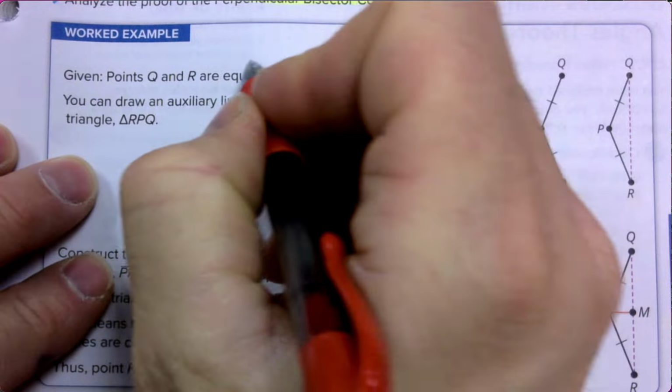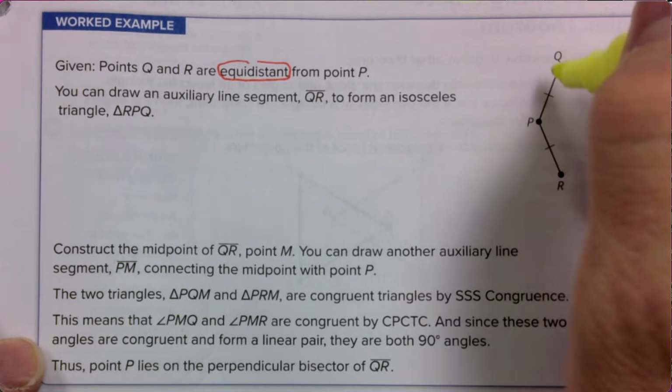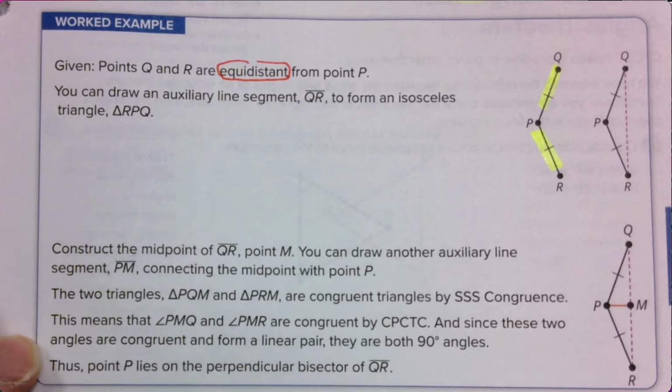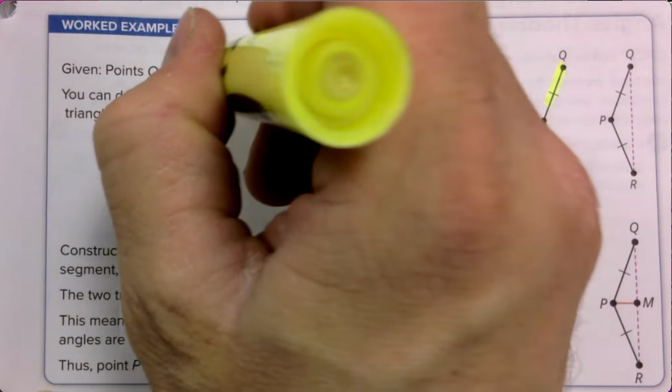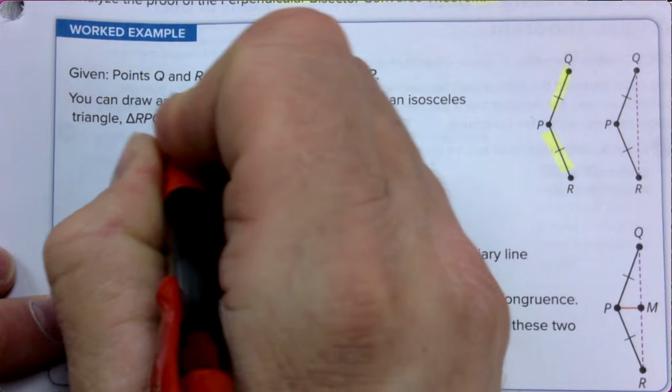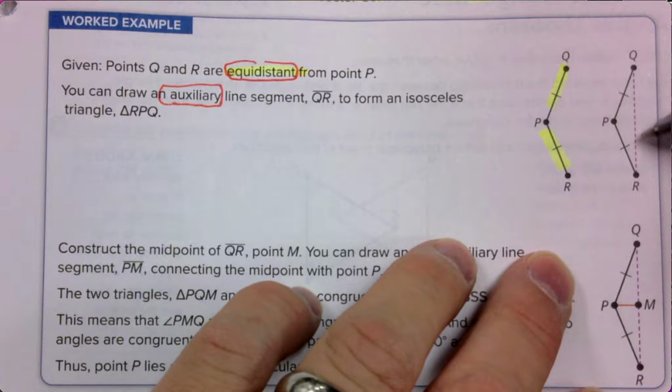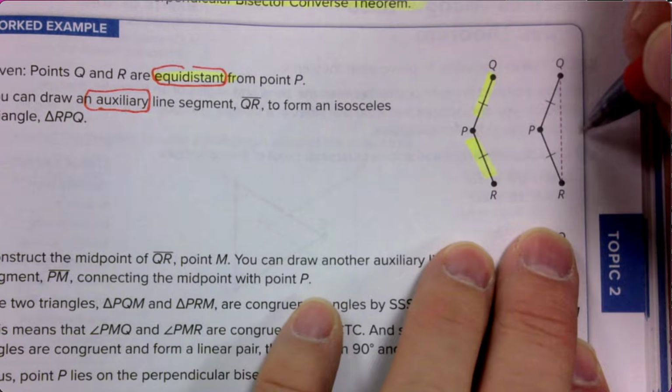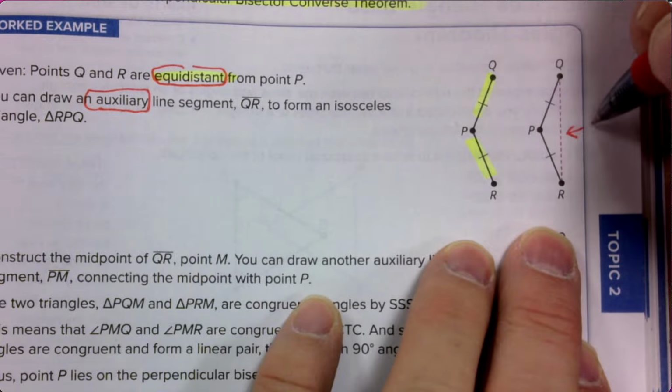Reminder, equidistant means the same distance away, and equidistance is visible by those yellow spikes. That's where the equidistance comes up. You can draw an auxiliary line from Q to R, so it's a line segment. This is the auxiliary line that they're drawing. In fact, I'm going to put a little label, that's what they mean by the aux line. It forms an isosceles triangle. We know we have an isosceles triangle.